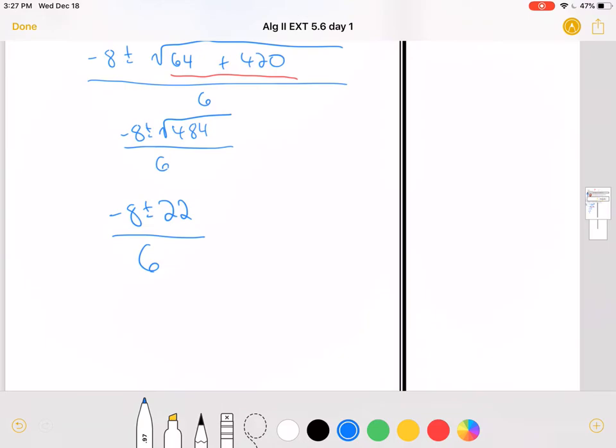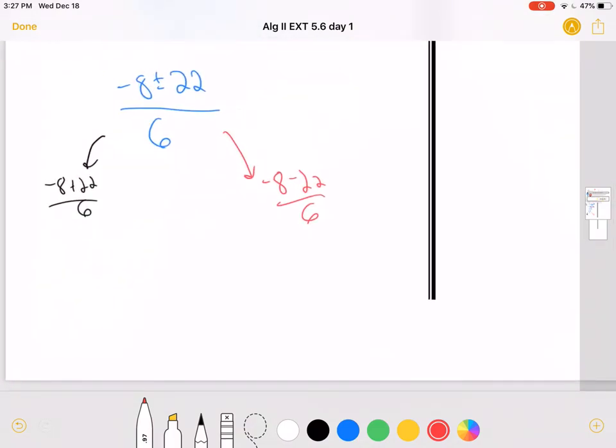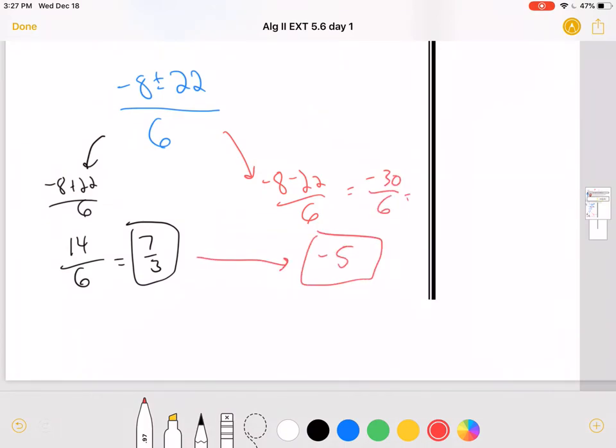Now again, since these are nice numbers and you have a plus minus, what I want you to do is actually go out and do negative 8 plus 22 over 6 and negative 8 minus 22 over 6. So when we do this, negative 8 plus 22, we should get 14 over 6, which reduces, divide by 2, 7 over 3 is one answer. Your other answer, we get negative 30 over 6, which is negative 5. So your two solutions to this problem are 7/3 and negative 5.